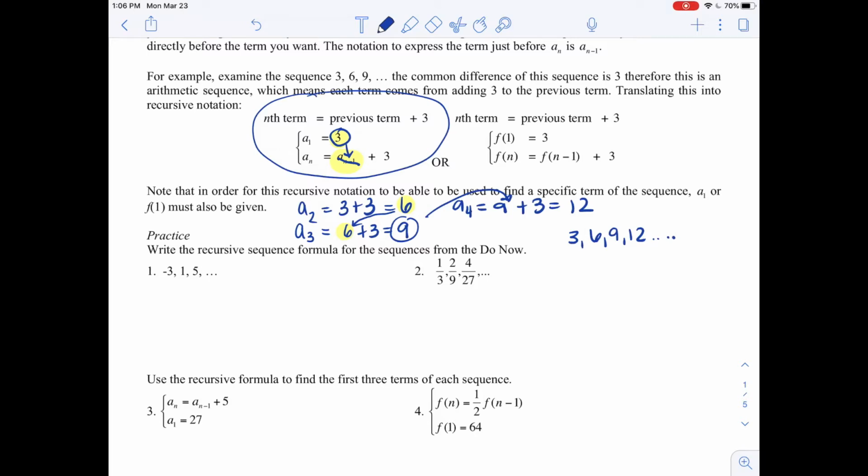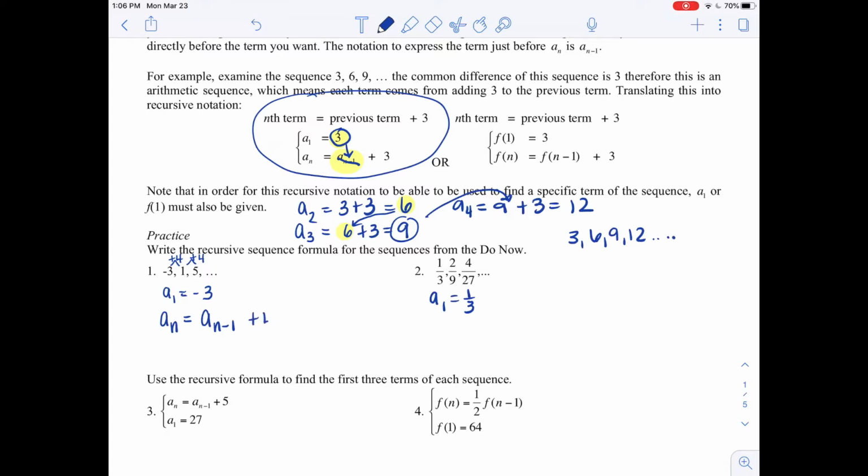So if you take a look at the first example, it says write the recursive sequence formula for the sequences from the do now. Okay, so first things first, when you're writing a recursive sequence, you're always going to start by listing out what is the first term in that sequence. Whether it's arithmetic or geometric does not matter. You always have to list out what's the first place, what's the starting point. Then the way you're going to express it is you're going to say, okay, the nth term comes from the previous term, and the way we're going to represent previous term is a sub n minus 1.